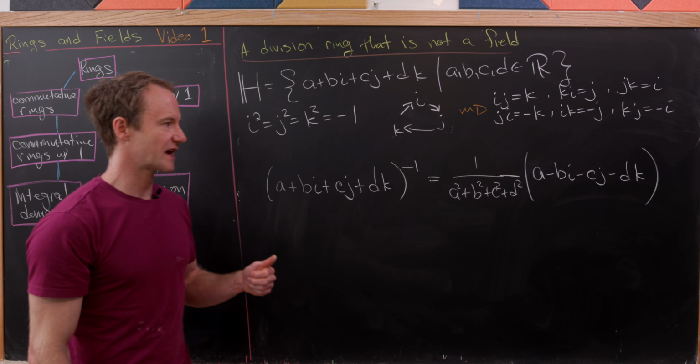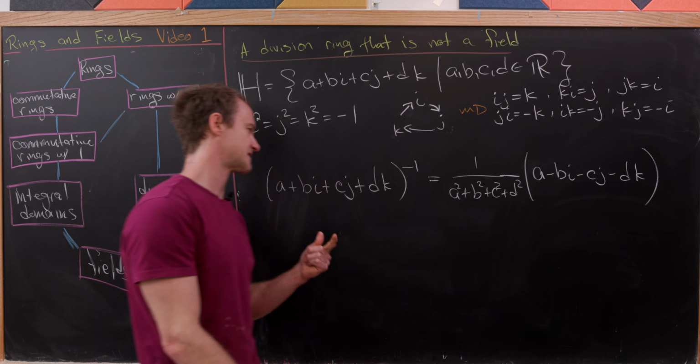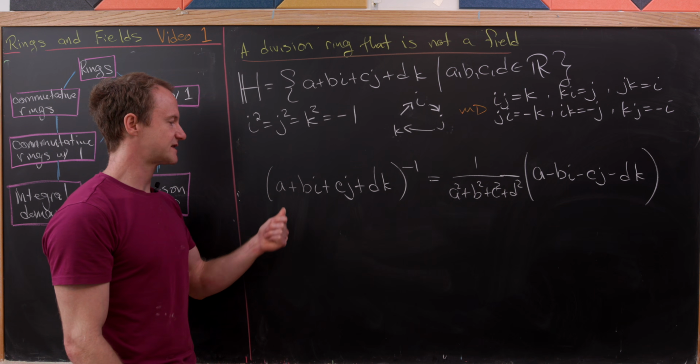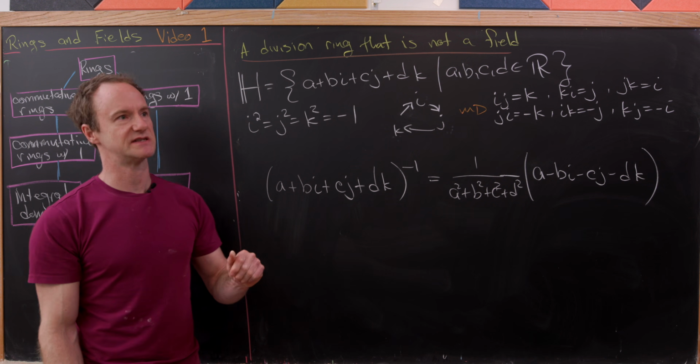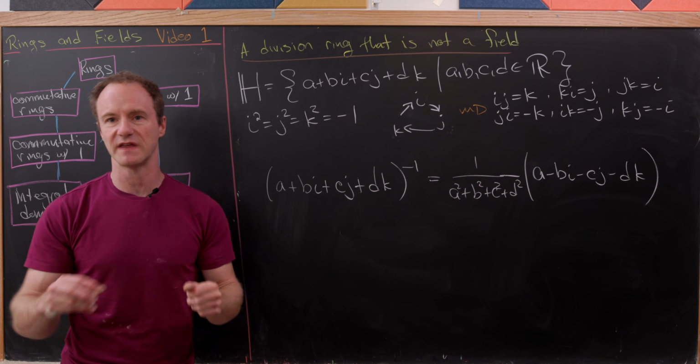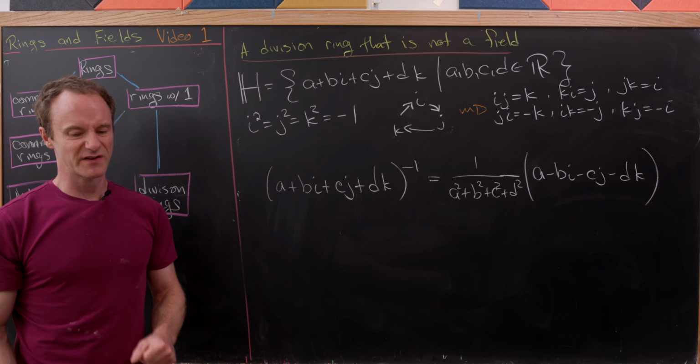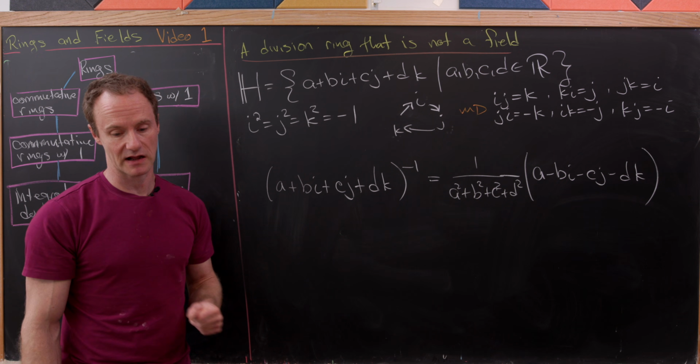So all you have to check is that if you multiply this right-hand side into a plus bi plus cj plus dk, you get the number 1. Everything cancels nicely. So I think that's probably a nice exercise that I'll leave you with.